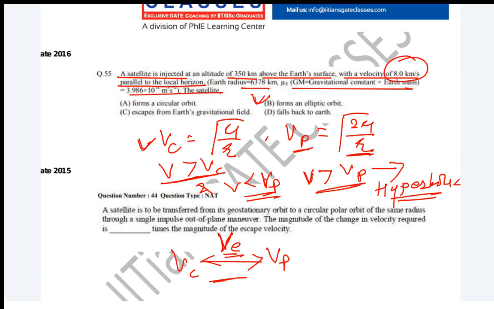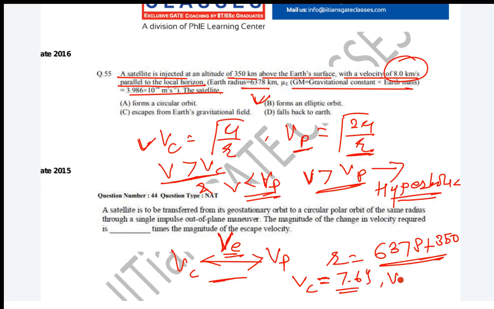Guys, please check this for the given radius. So what will be R? It will be 6378 plus 350. For this R, find out V circular. What is V circular? How much? Yes. And what about V parabolic? You can multiply by under root 2. So under root 2 into 7.69, how much is coming? Around 10 point something.